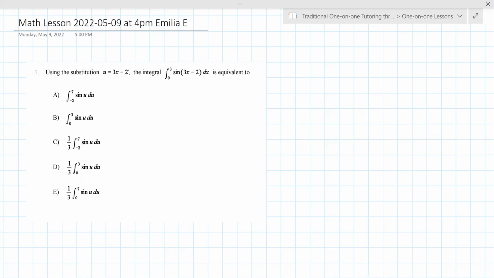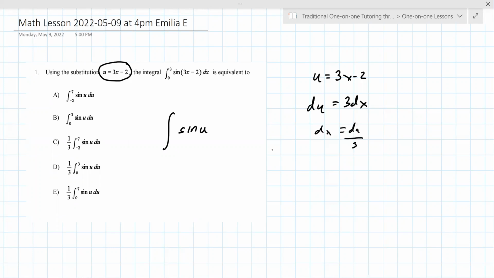Absolutely. So with U substitutions, they're actually giving you the U. I probably wouldn't give you the U in this case, but they're saying U is 3x minus 2, and then your du is 3dx. Okay, so that's all good. You say it's really sine of U, and then dx is really du divided by 3. So it's 1/3 integral sine U du. And so that gets you down to, you know, C, D, and E.